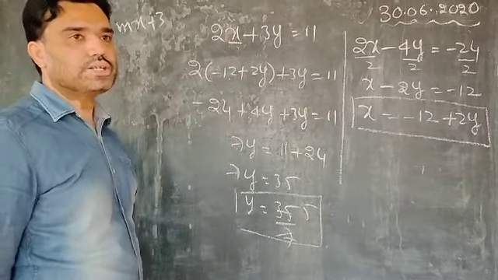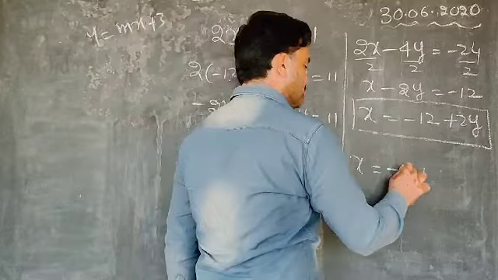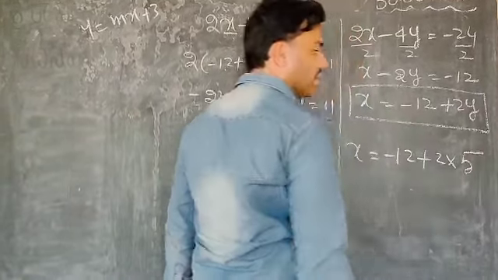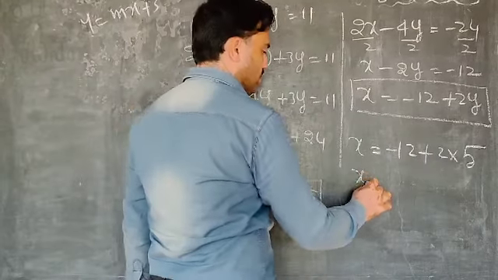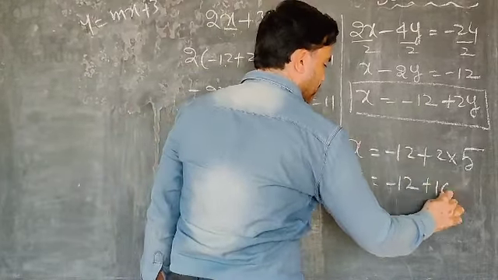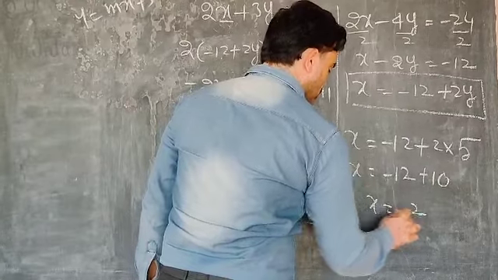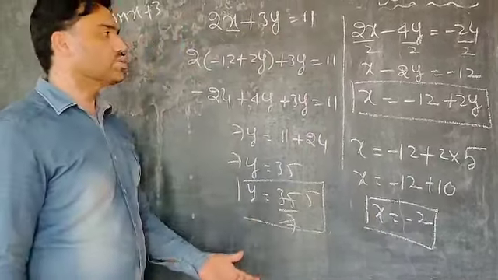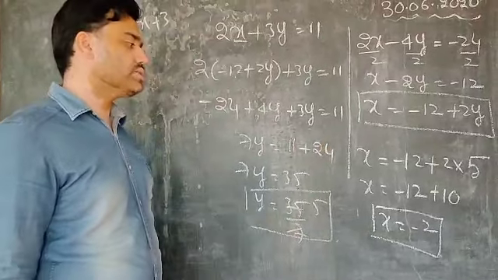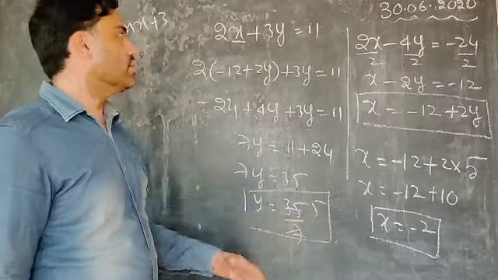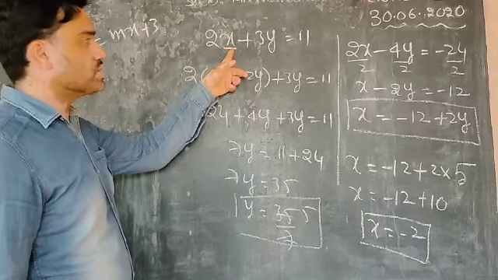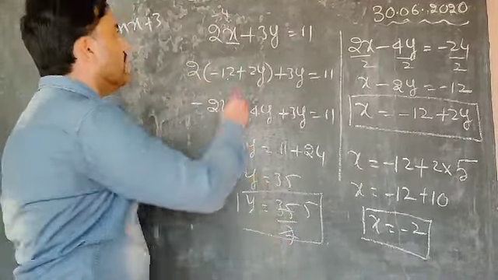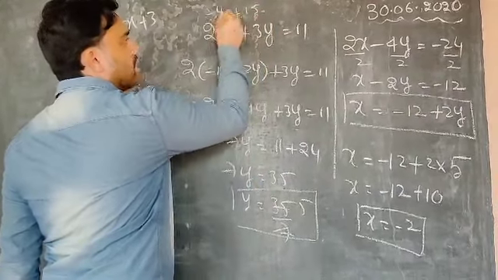Next, substitute in it: x is equal to minus 12 plus 2 into the y value we got, now 5. So now x is equal to minus 12 plus 10, that is x is equal to minus 2. Minus 12 plus 10 is minus 2. Substitute in any one of the equations and check whether your answer is right or wrong. See, 2 into minus 2 is minus 4. Next, 3 into 5 is 15. 15 minus 4 is 11.